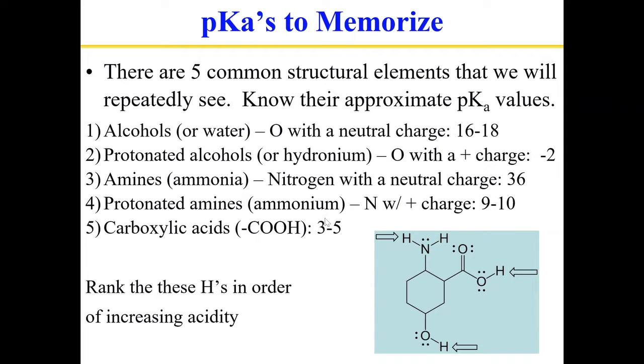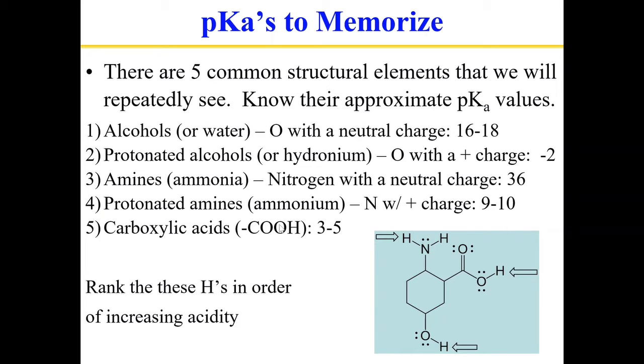Here is another summary of Tool 2 that I've given you, where alcohols have a pKa in the ballpark of 16. Here I'm reporting it more as a range. It still gives you approximately the same idea. Alcohols are 16 to 18. Oxygens with a positive charge are about -2. Amines are about 36. Nitrogens with positive charges are 9 to 10. And carboxylic acids are 3 to 5. So this is Tool 2, a short list of memorized pKa values.